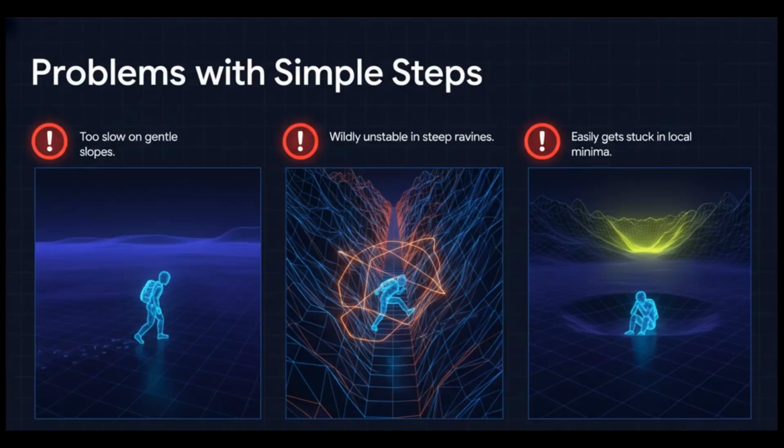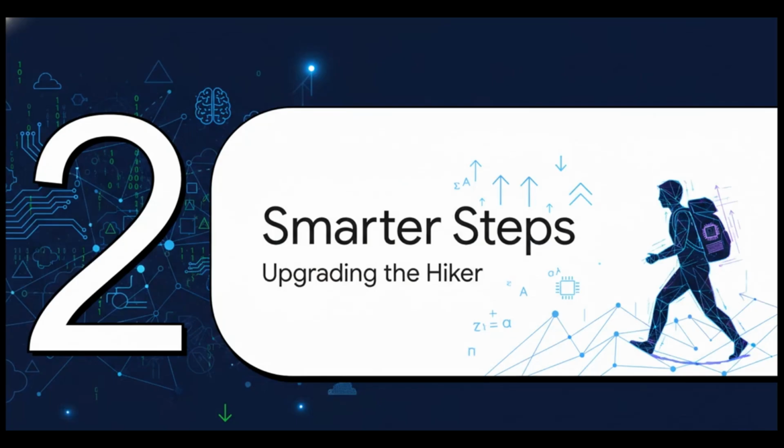But as you can probably guess, this super simple approach has some pretty big problems. If our hiker is on a big, flat plateau, the slope is almost zero, so they end up taking these tiny, painfully slow steps. Then, if they get into a steep, narrow ravine, the slope changes like crazy, and they start overshooting, just bouncing back and forth like a pinball. And even worse, they can get stuck in a flat spot, or a small dip that isn't the real bottom, and just think their job is done. So clearly, our hiker needed some upgrades, right? They needed to get smarter, and researchers came up with 2 key improvements to help them move more intelligently, giving them a better sense of both memory and the terrain around them.